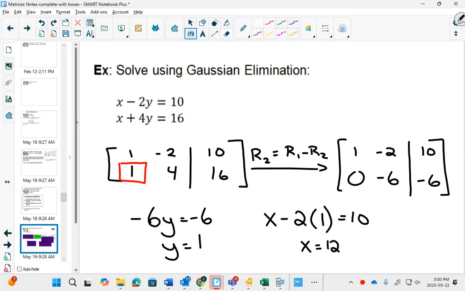Trying to get that bottom number into a 1. And you're allowed to do anything like this, adding and subtracting. You could put numbers in front of things. So if I wanted to, I could make row 2 15 row 1s minus 72 row 2s, if I wanted to. Okay?